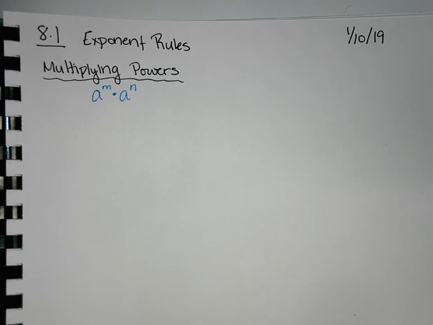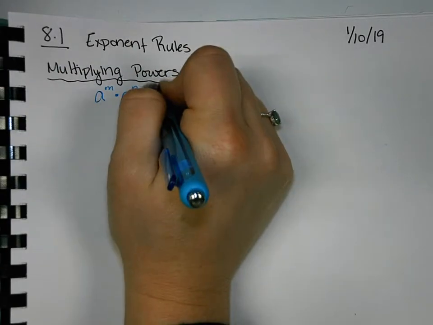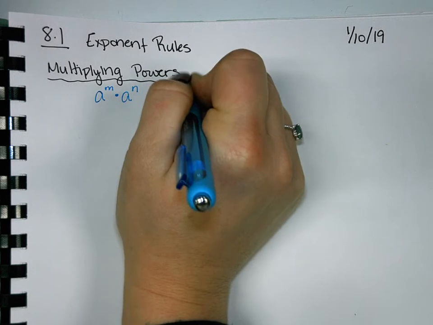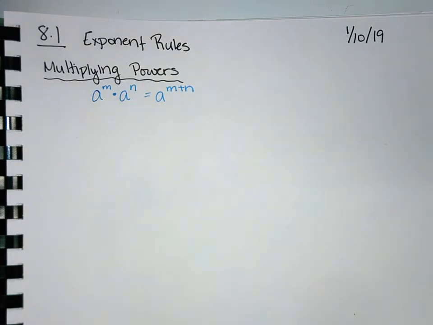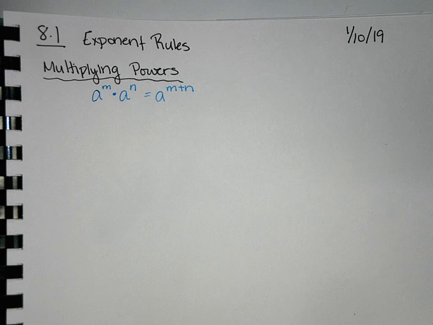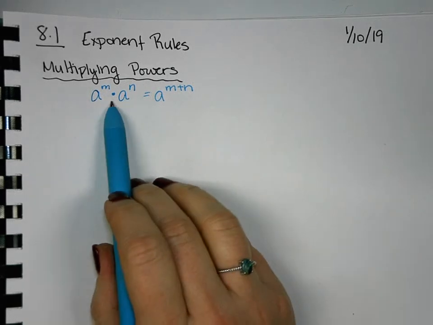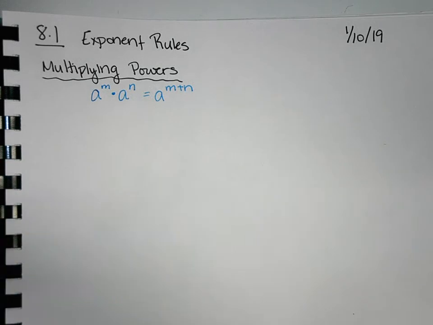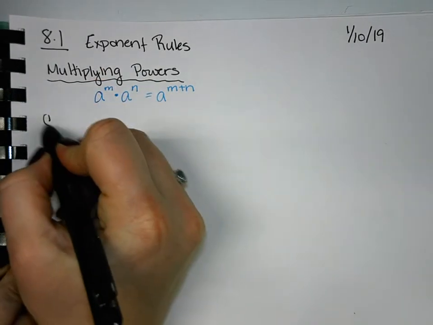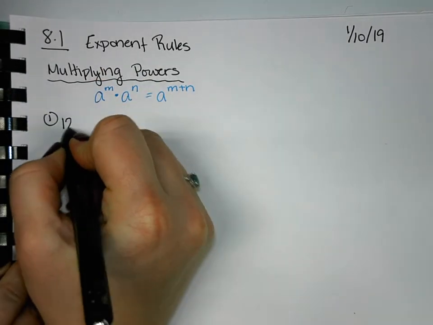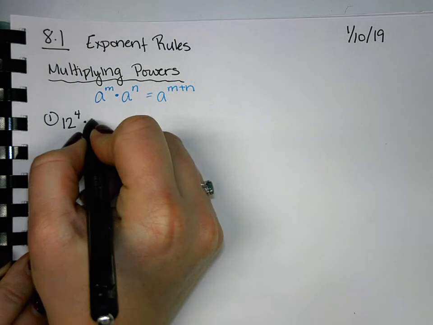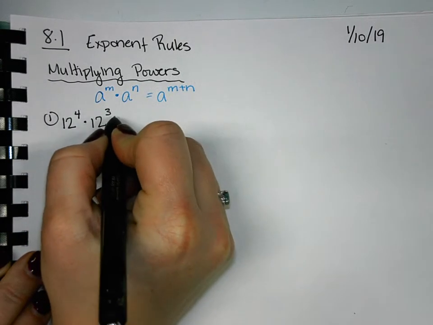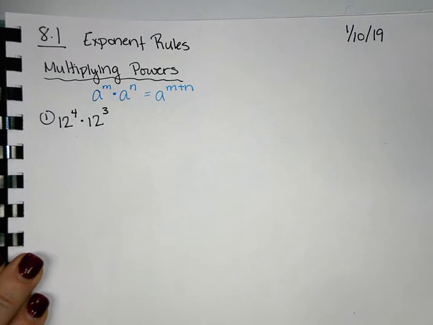M plus n. So this is the one where we just add the exponents, m plus n. Multiplying them is the next one we're going to do. So when you have bases being multiplied, you would just add the exponents to combine it. So if I gave you the example 12 to the 4th power times 12 to the 3rd power, what would that equal?